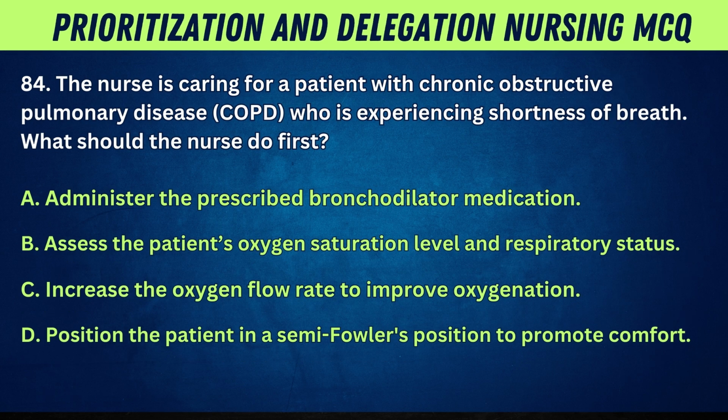84. The nurse is caring for a patient with chronic obstructive pulmonary disease, COPD, who is experiencing shortness of breath. What should the nurse do first? A. Administer the prescribed bronchodilator medication. B. Assess the patient's oxygen saturation level and respiratory status. C. Increase the oxygen flow rate to improve oxygenation. D. Position the patient in a semi-Fowler's position to promote comfort.